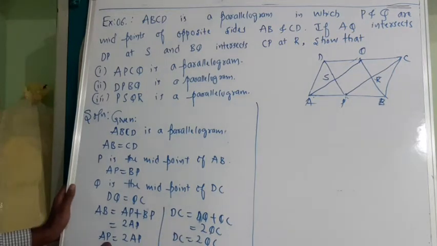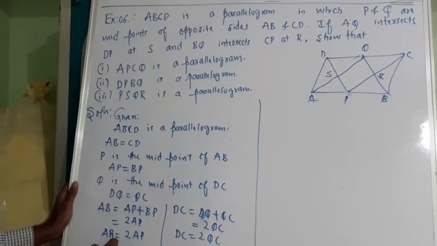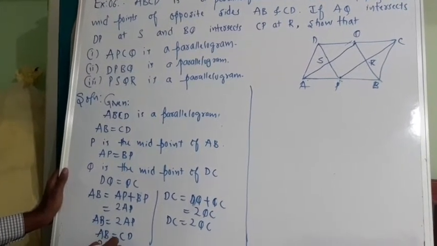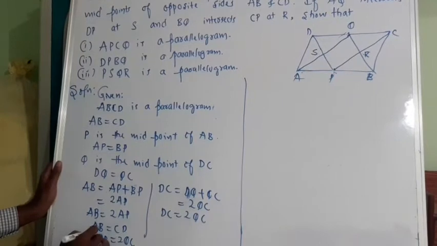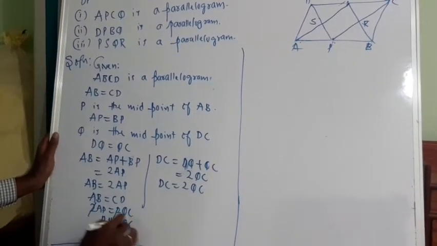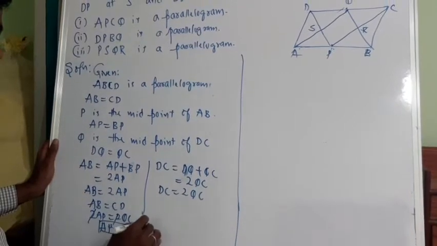So now we know that AB is equal to 2AP. So we know that AB is equal to CD, or else 2 times AP is equal to 2 times QC. So these two will get cancelled. AP is equal to QC. I'll call it equation number 1.